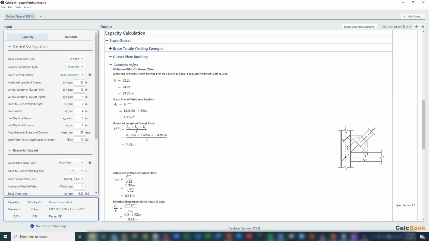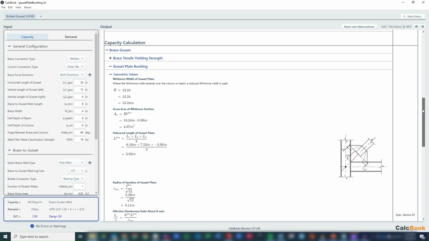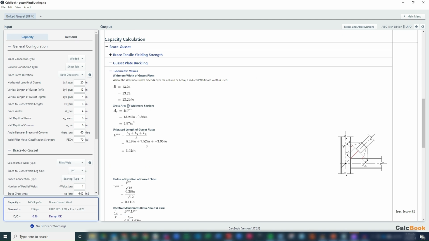So the first thing we're going to look at is our geometric values we need to figure out. Our Whitmore width, we talked about, is going to be calculated based on that 30-degree angle from the weld. And just one thing to note here about the Whitmore width, if the Whitmore width extended over the unbraced edge of the gusset plate, we would not include that. But since it extends over the welded interface between the gusset and the beam, we can include that extra distance there. So continuing on here, we calculate the gross area of our section, so the width that we just calculated times the thickness of the gusset plate.